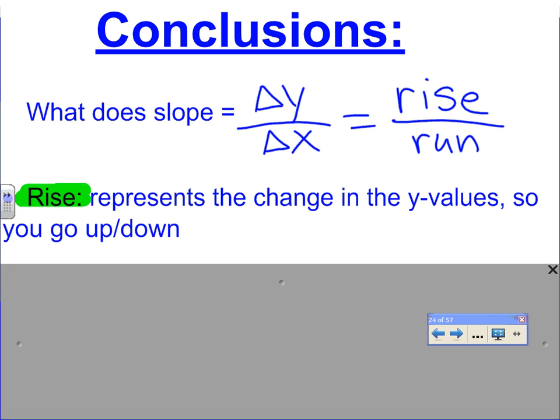The rise, which you're going to write underneath, the word rise is already there for you, represents the change in the y values. So you go up or down. So rise represents the change in the y values. That's why you go up or down when you say change of y or when you say rise. The change in the y values is the same thing as the rise.